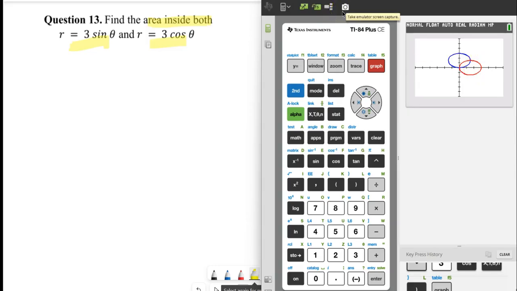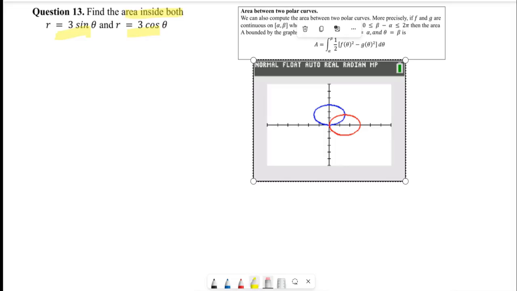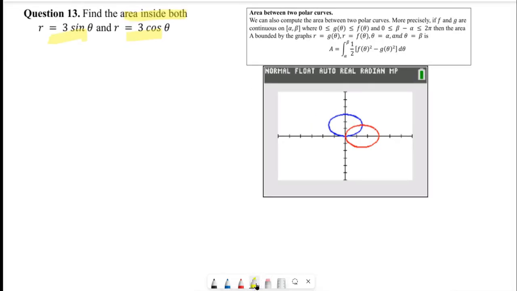Okay, so let's see what area we need to find. So area is inside both. That means we need to find this area. Okay, so to know this portion, first of all, we need to find the intersection points of the curves where they are intersecting. To find intersection, the method is pretty simple. You need to equate both the equations.